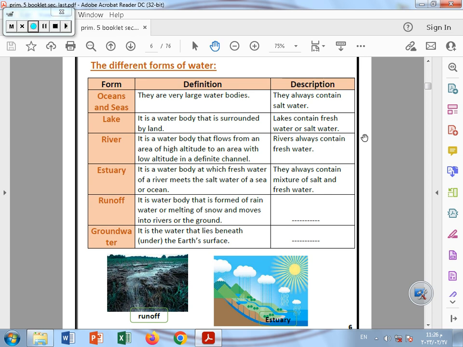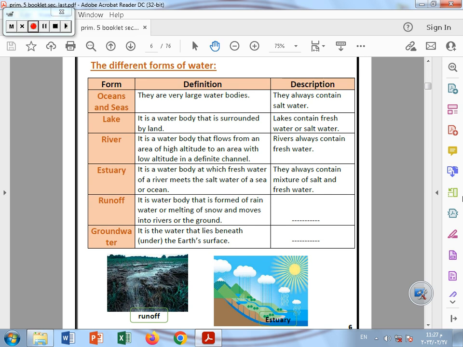Number 2, the lake. A lake is a water body that is surrounded by land. It's the opposite of the island. Yeah, I know that the island appeared inside your brain, but an island is land surrounded by water from all directions, and a lake is a water body surrounded by land from all directions. Some lakes contain fresh water, and some other lakes contain salt water.